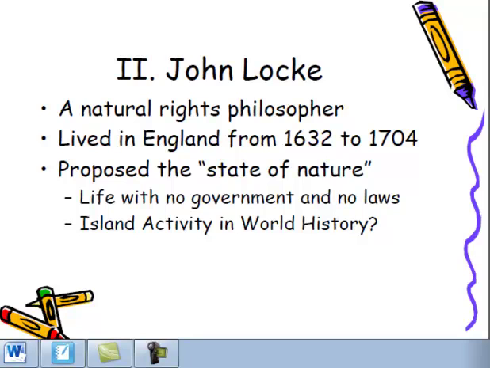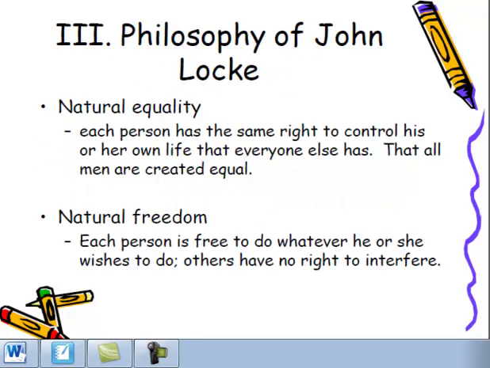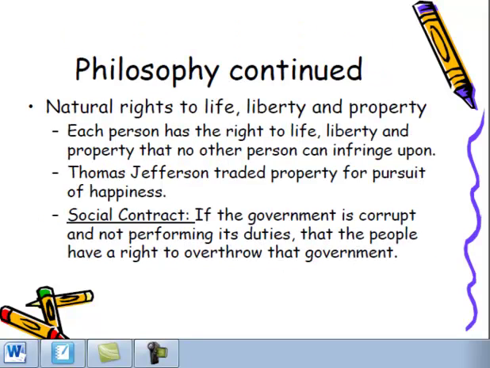Yeah, we're all on an island, you've come up with your own rules and laws, okay? That was kind of John Locke's philosophy. Now, he believed in equality for all people, okay? Each person is going to be the controller of their life, okay? All men are created equal. We're going to have natural freedom, and people, whether they're male or female, can do whatever they want, okay? And no one else has any ability to tell someone differently, okay?